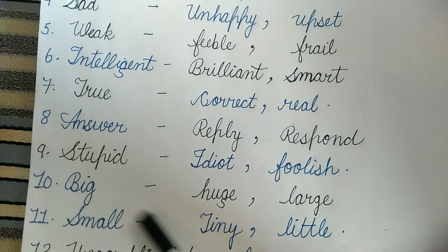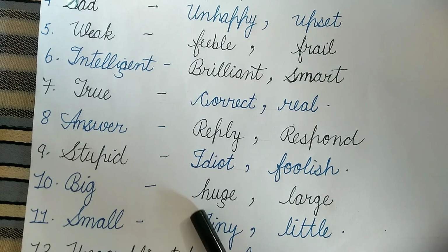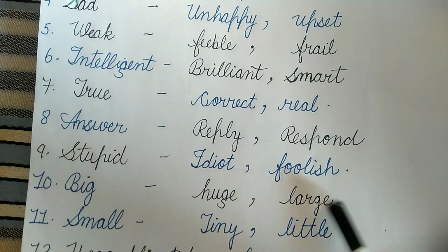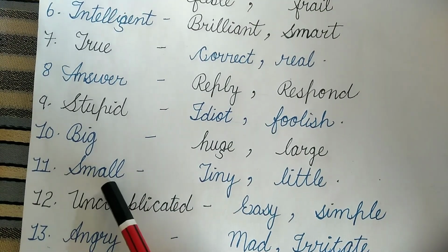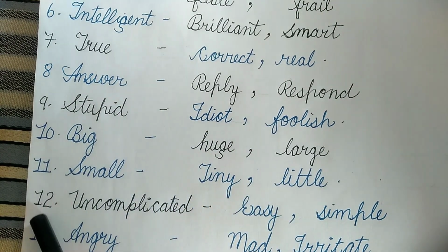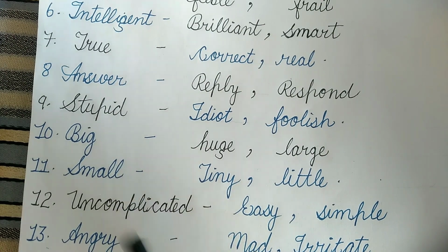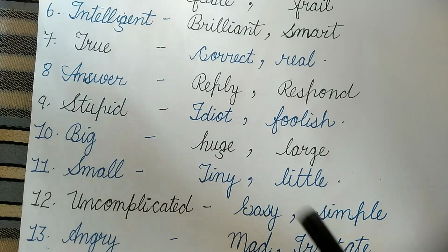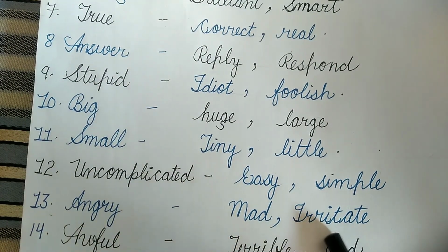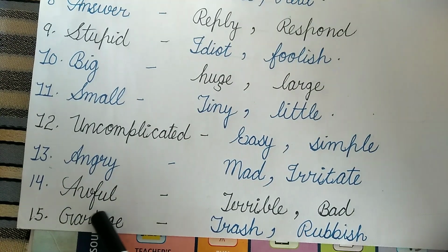We can also use these words instead of big here, because these words are synonyms for big, right? Big, huge and large. Number 11 is small, tiny and little. Small means tiny and little. Number 12 is uncomplicated. Uncomplicated means not complicated, easy and simple. Number 13 is angry. Angry means mad or irritate. I-R-R-I-T-A-T-E, that's irritate.